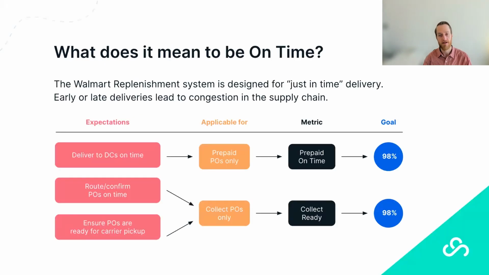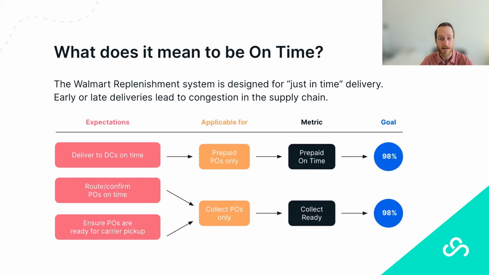So starting with diving into what does it mean to be on time. So this would be the OT out of the OTIF acronym. So again, Walmart's trying to make sure they have products when they need it, so they can keep their shelves stocked. So this requirement varies whether you're prepaid or collect.